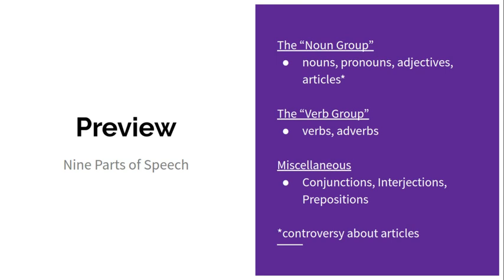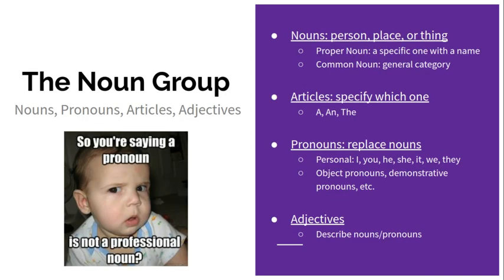All right, so the first is the noun group. Nouns, pronouns, adjectives, articles, those are all in the noun group. In the verb group, you have verbs and adverbs, and then you have your miscellaneous group that has things like conjunctions, interjections, and prepositions. I do know that there is some controversy over articles being considered a part of speech. However, for our purposes here, we're going to consider them such. All right, so let's talk about that noun group first.